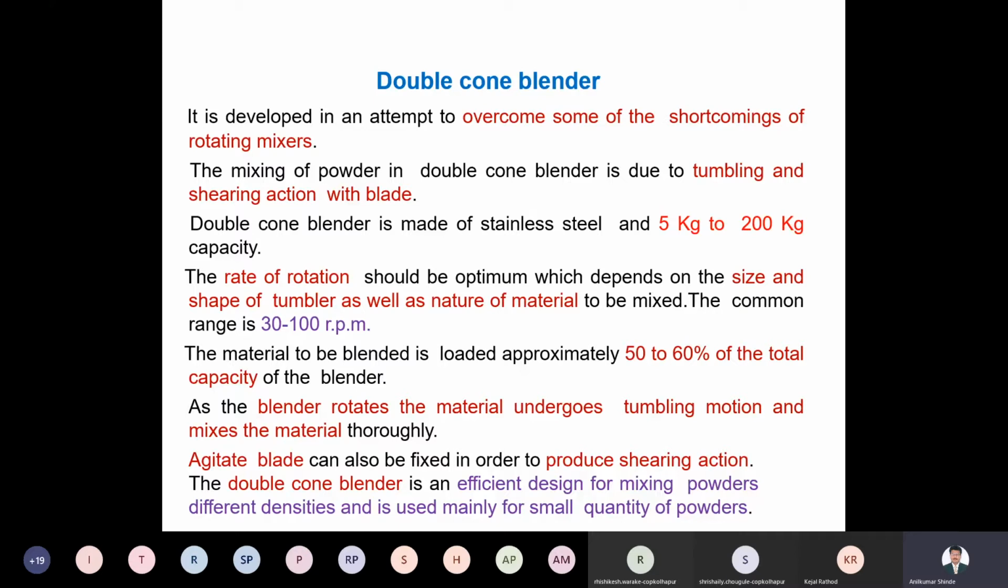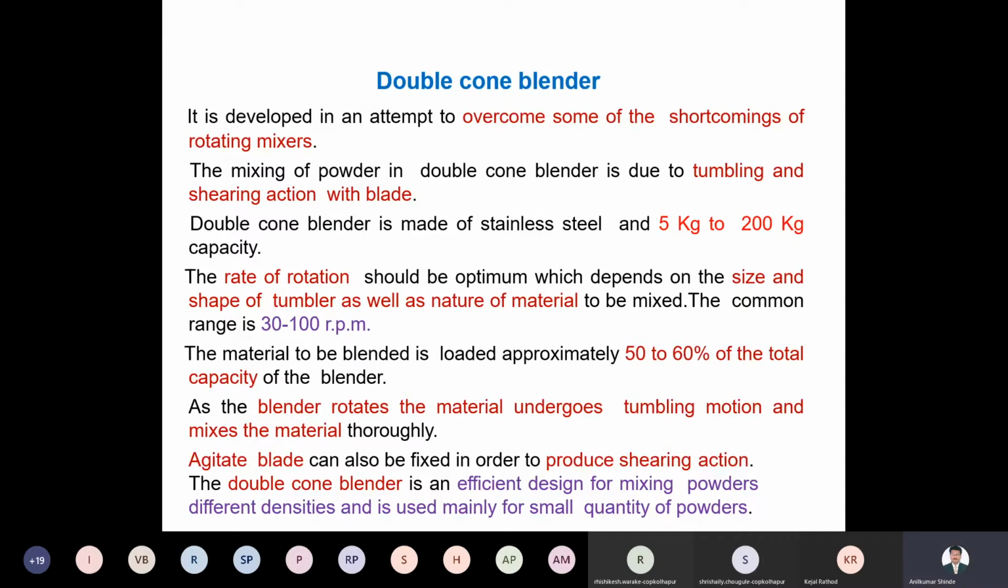So the double cone blender is made of stainless steel. Double cone blenders come in different capacities, from 5 kg to 200 kg. These are the different capacities, so as per your requirement, we can select the blender and use it, right? The rotation speed is kept optimum, right? The rotation speed depends on the size and shape of the tumbler. Understand it? Or what is the nature of the material?